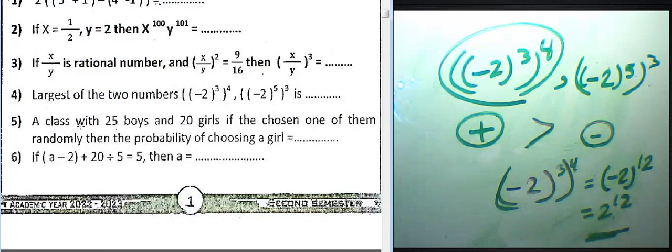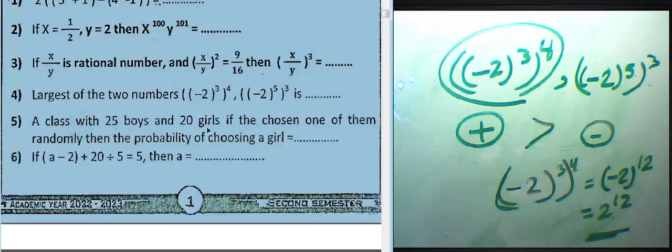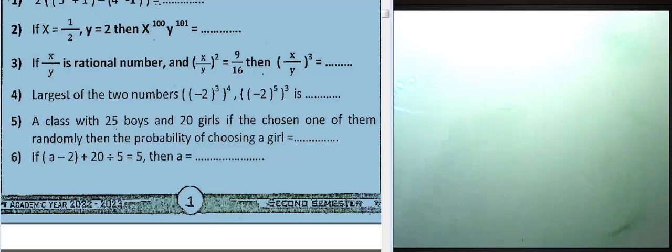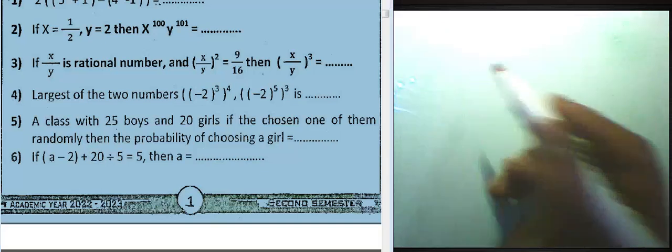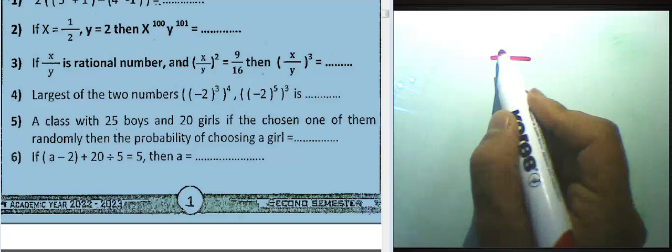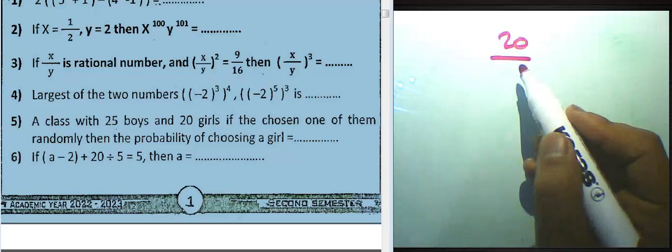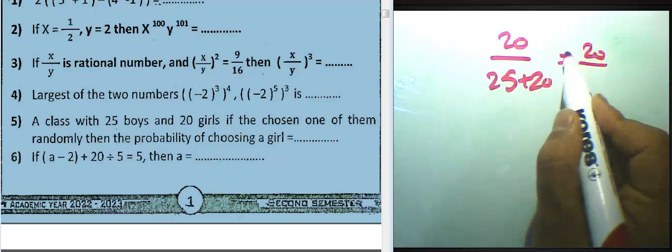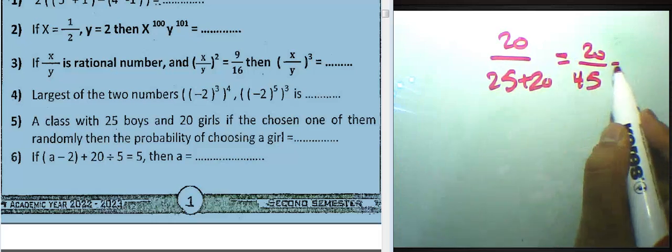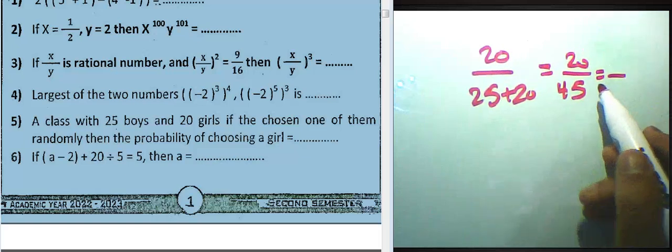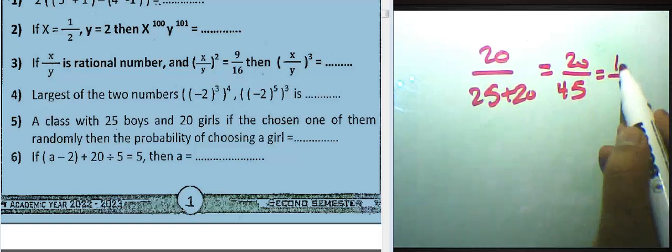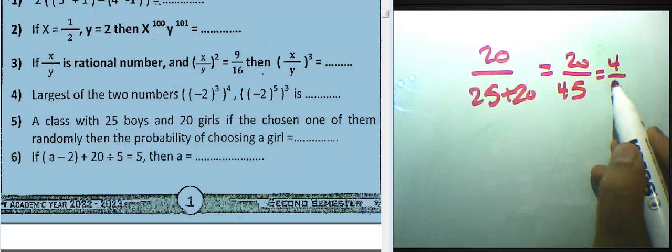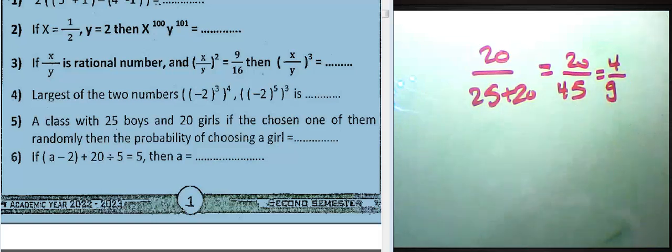Question number 5. A class with 25 boys and 20 girls, if one of them is chosen randomly, what is the probability of choosing a girl? You can write the number of girls, 20, over the total number, 25 plus 20. The result will be 20 over 45. You can simplify the result by dividing by 5. 20 divided by 5 equals 4, 45 divided by 5 equals 9. The result will be 4 over 9.